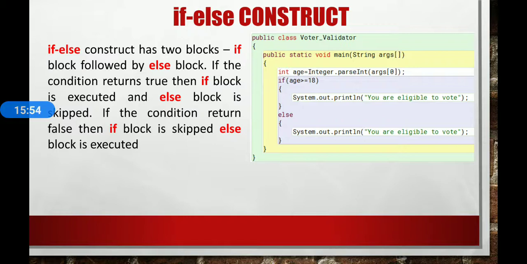The statement in the else block will be executed for any value less than 18. It means if the age is less than 18, then it will go to the else block and it will display the message "you are not eligible to vote". Here there is a printing mistake, so the message should be "you are not eligible to vote".